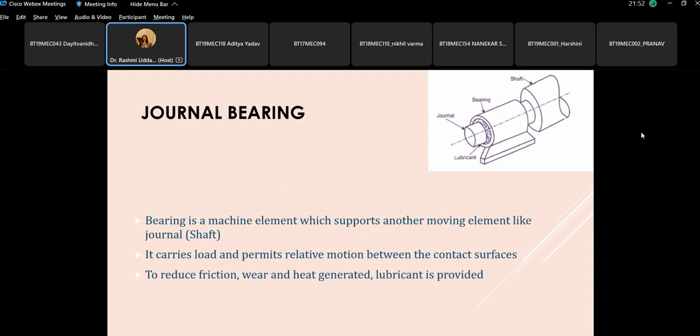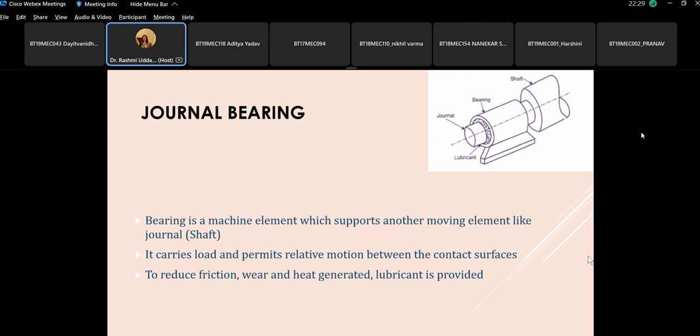And it should also help in dissipating the heat which is generated. So the job of heat dissipation, reducing the wear, reducing the friction, this is done by the lubricant which is provided. What kind of lubricant is provided? Do you have any idea? What kind of lubricant is provided? Karthik? Grease?